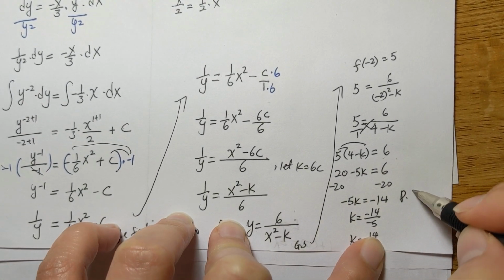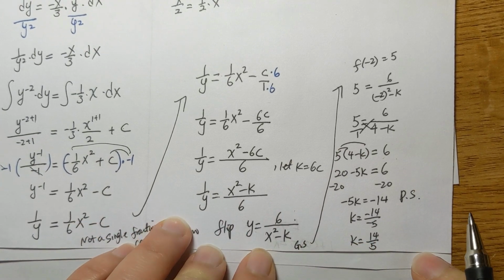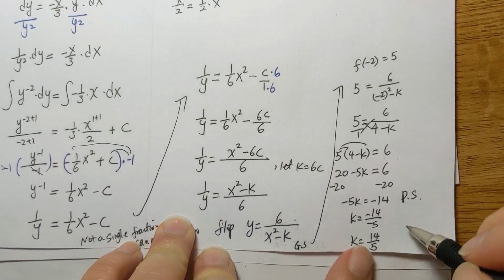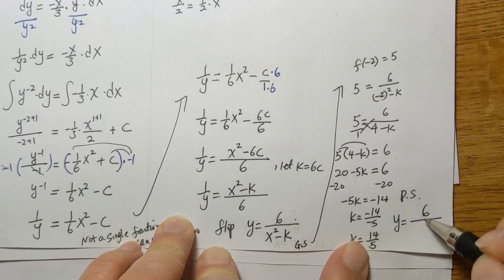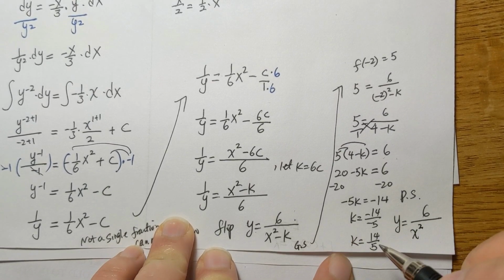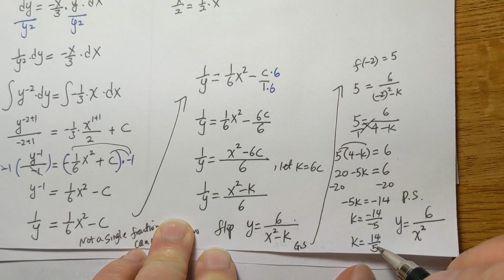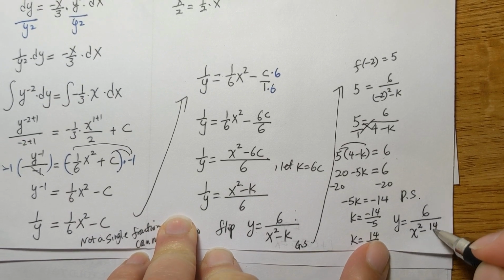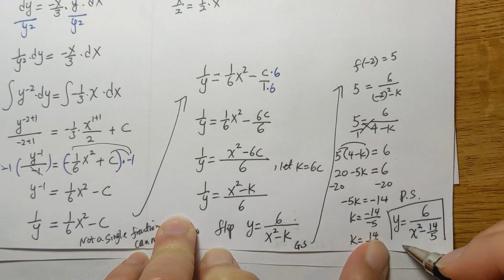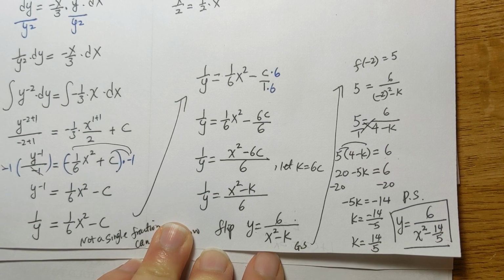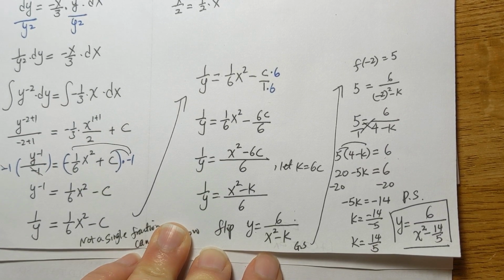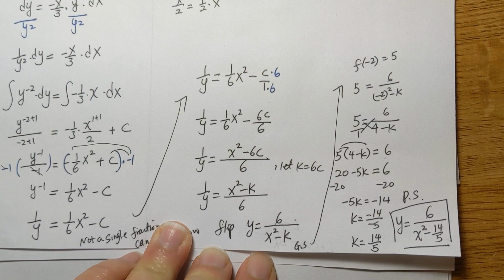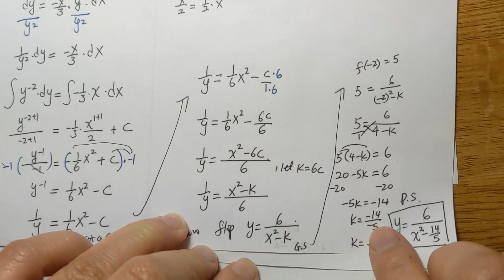So for my particular solution, now I'm going to substitute k by 14 over 5. y equal 6 over x squared minus k. k is positive 14 over 5. So this will be the answer. Since we are not going to have multiple choice, for a free response question, I can just leave it like this. So we finished question number 3. Let's take a look at question number 4.